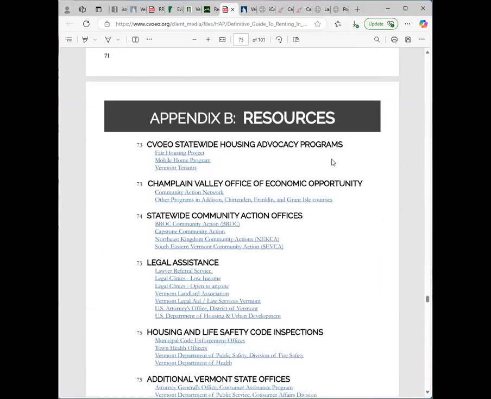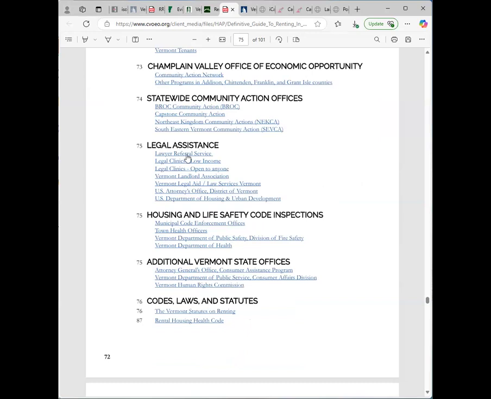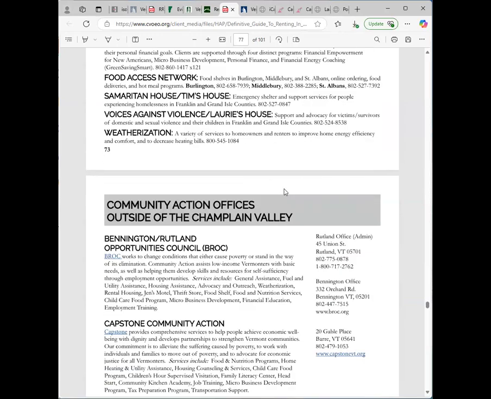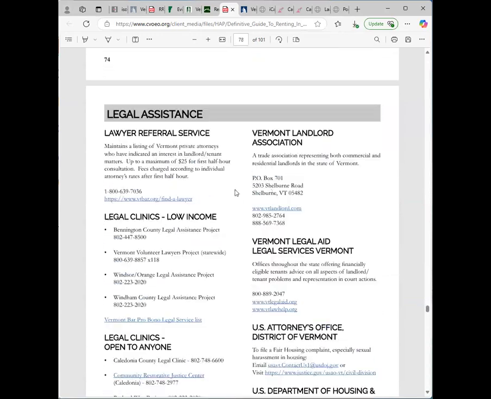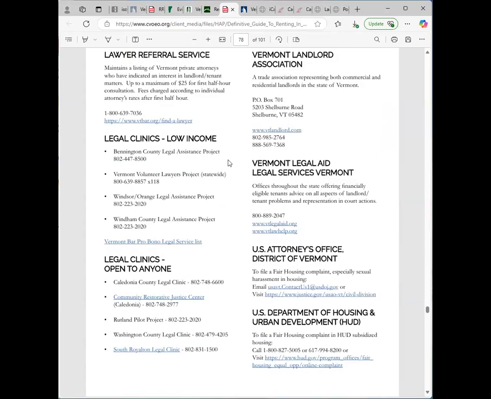And then here we go, Appendix B, this is on page 72, is resources. So you've got statewide housing advocacy programs, Champlain Valley Office of Economic Opportunity, statewide communication offices, legal assistance. There's hyperlinks in every single one of these that I'm talking about, which is really helpful. So even despite what I have in the description of this podcast, make sure that you are looking at these as well. And in fact, I've got a couple of these. Oh, here's another one, legal assistance, vtbar.org/find-a-lawyer.